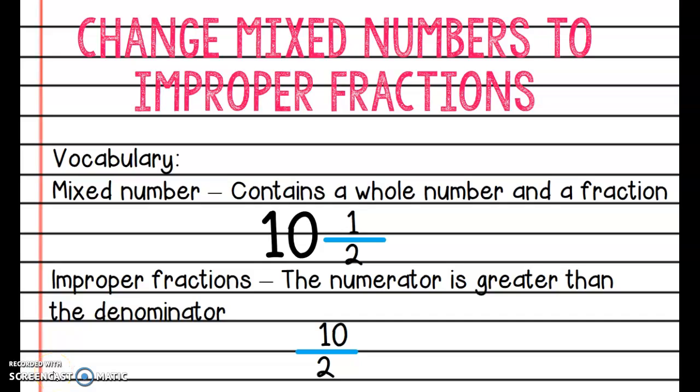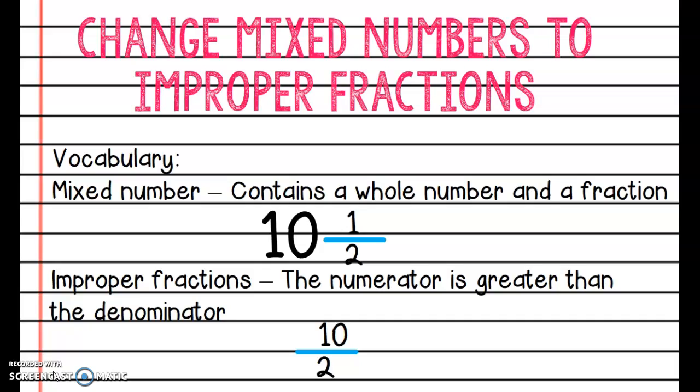Today in math we looked at changing mixed numbers into improper fractions. We reminded ourselves of our vocabulary of fractions: a mixed number is a number that contains a whole number and a fraction. As you can see in the example here, the 10 is the whole number and the fraction is the 1/2. An improper fraction is a number or a fraction where the numerator is greater than the denominator.